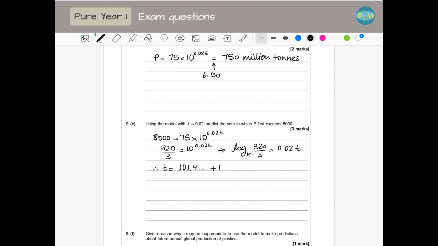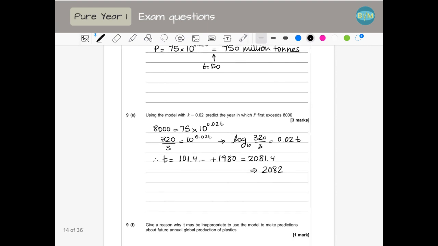So if I add 1980, that means this happens in 2081.4. But I have to round to give a whole year. If I round down, because this is smaller than 5, I will get 2081, but there I still don't have the 8,000, so I will have to round up even if my number is closer to the one below. So be careful with that, because that happens in 2082. So it's the first year I have more than 8,000 millions.